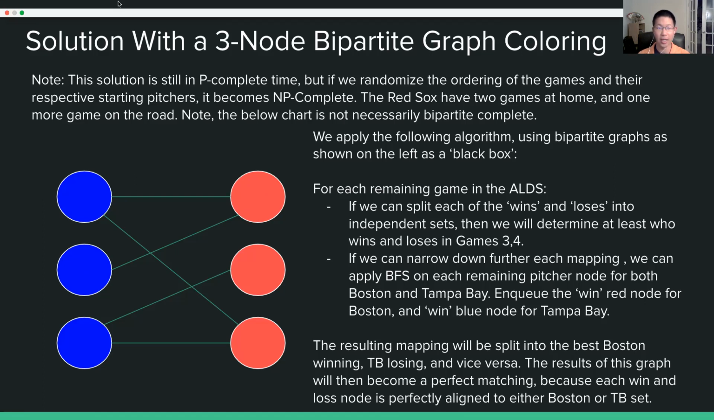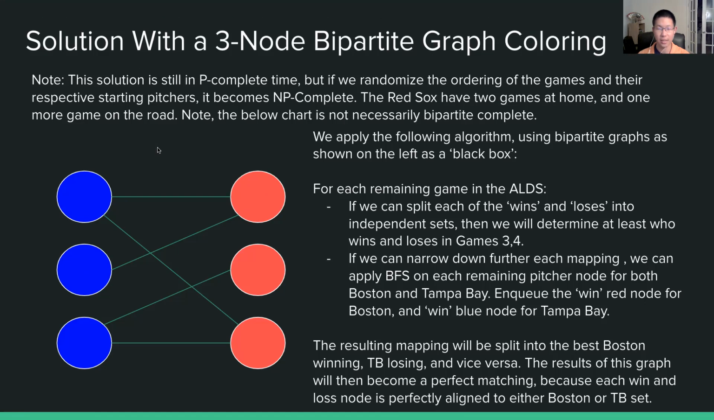So we first applied the algorithm using the bipartite graph shown on the left as a black box. For each remaining game in the ALDS, we split each of the wins and losses into independent sets. So what do I mean by that? Let me annotate again. Independent sets, I mean red for Red Sox win, of course. Let's say Boston wins, I don't know.